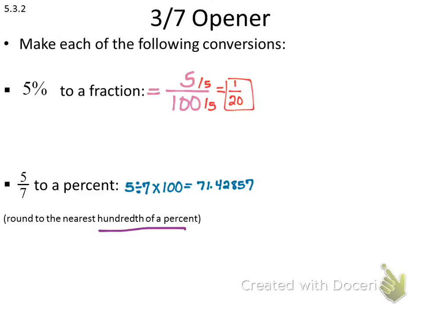If I'm rounding to the nearest hundredth of a percent, which digit is in my hundredths place value? The 2. I'm going to use the number right next to it to determine if I'm going to round that 2 up or leave it alone. Is the number directly next to my 2 5 or greater? Yes or no? If the answer is yes, what happens to the 2? It rounds up to a 3. So my answer is going to be 71.43%. Box it.